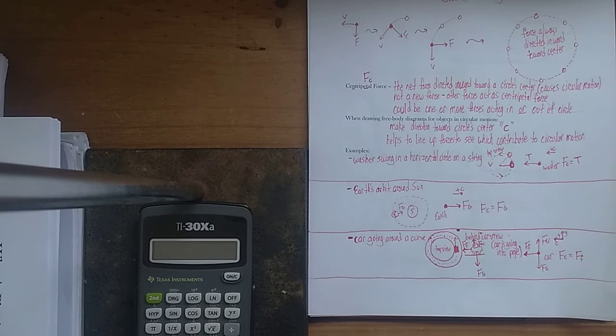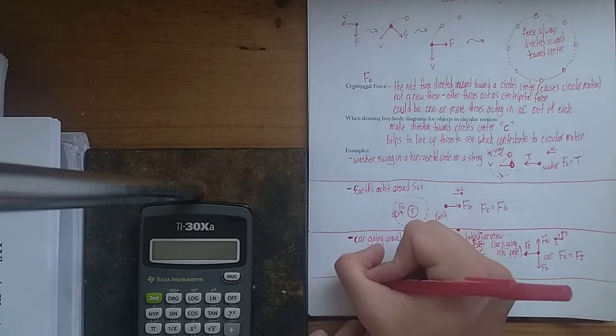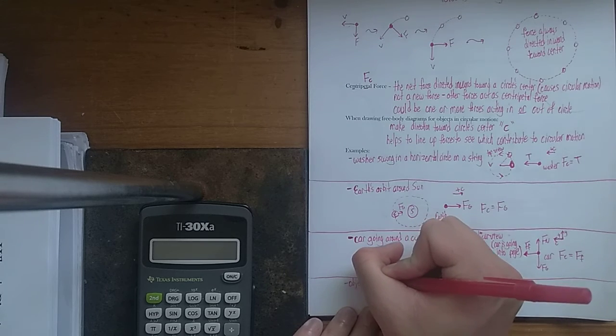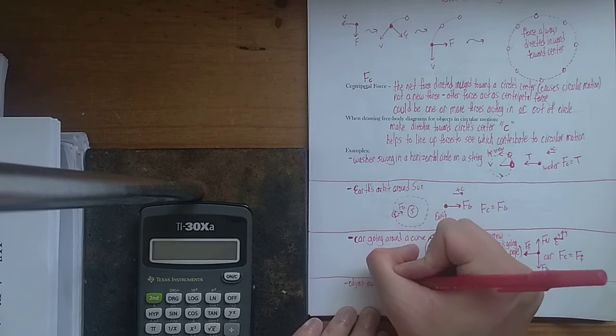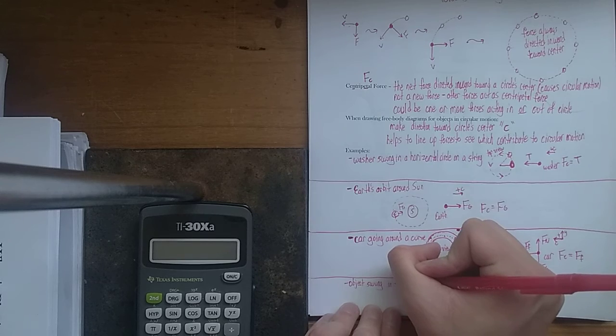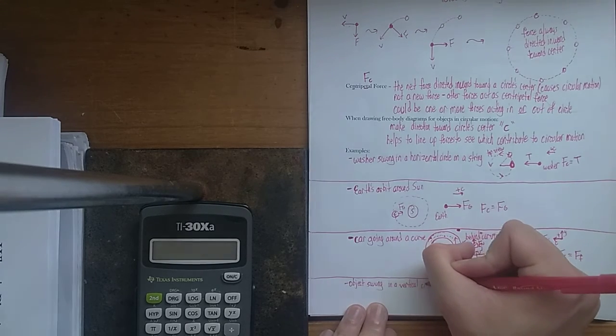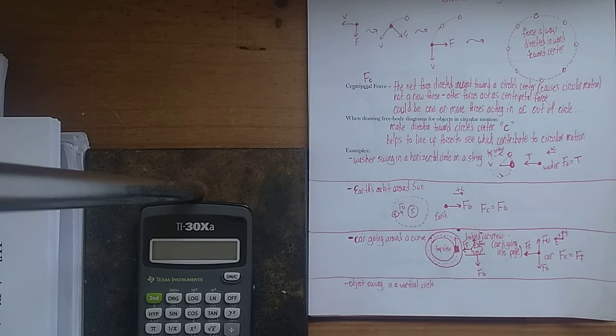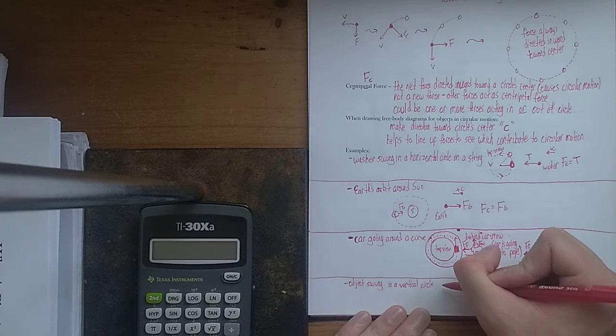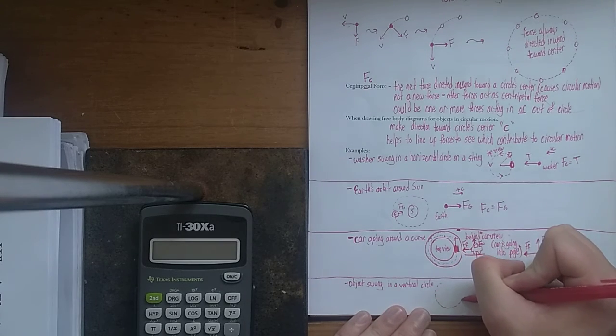Last example, before we go on to the back, is an object that gets swung in a vertical circle. Okay, let's see. Okay, you guys should be able to see all this right now. So what I'm talking about, earlier we did something swung in a horizontal circle. Now we're going to do something swung in a vertical circle.